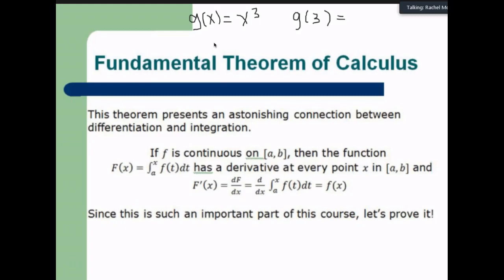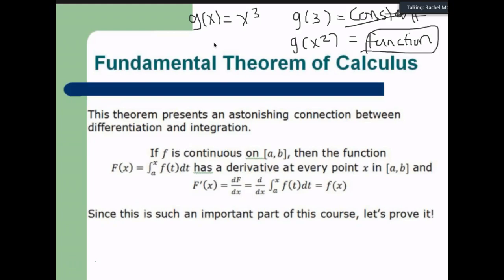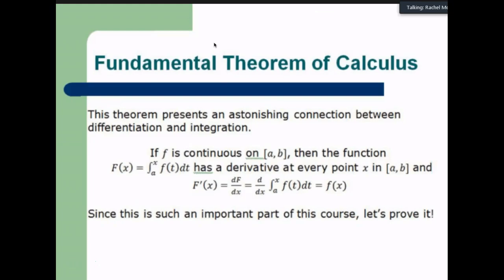Bethany? A constant. I don't care what that number is. But if I ask you to find g of x squared, what am I going to get? Do I get a number? No. I get a function. The derivative of a constant is 0. The derivative of a function is a function with a power 1 less. So that's why here it's only f of x.